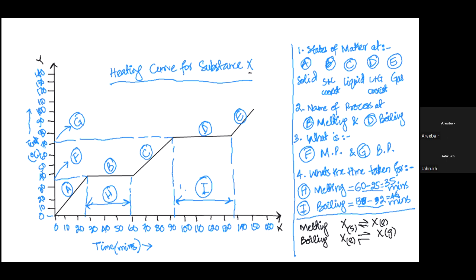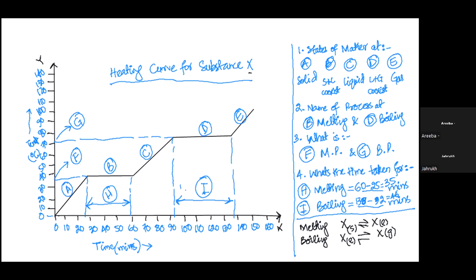That's how we write the equations with the state symbols. I hope you're familiar with the state symbols. Small s stands for solid, l stands for liquid, g stands for gas, and aq stands for aqueous solution. Since we're talking about conversions of solid into liquid and liquid into gas, we don't need the aqueous state symbol. We only need these three: s, l, and g. Make sense?